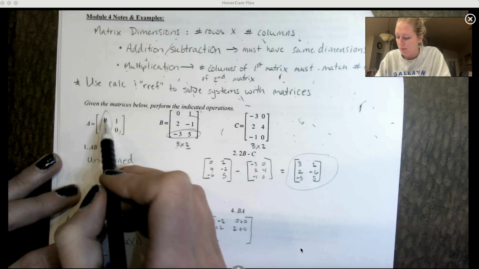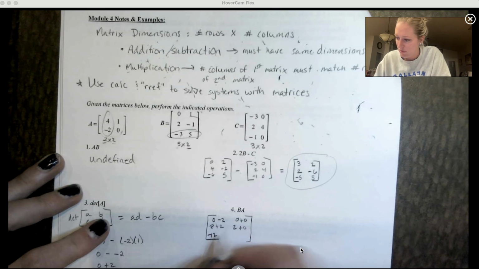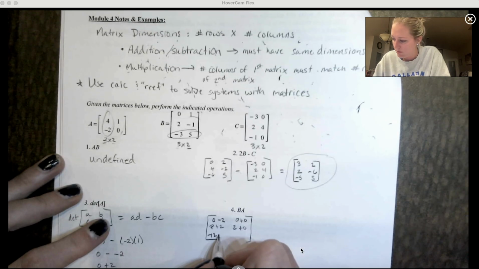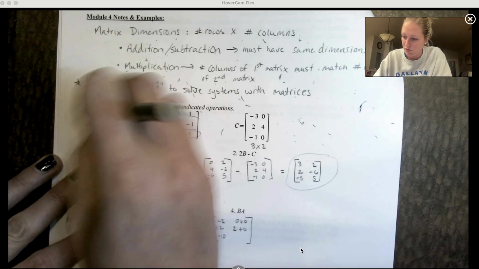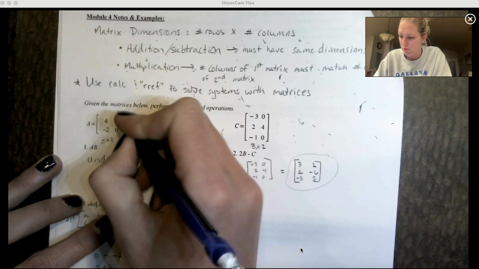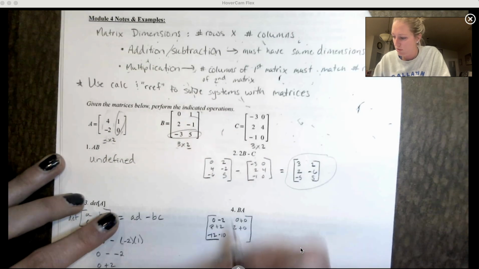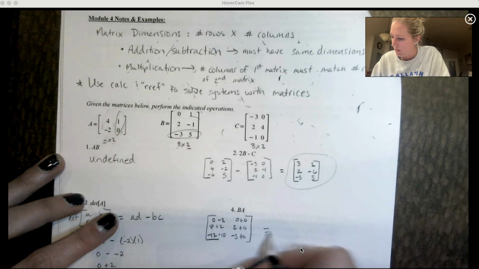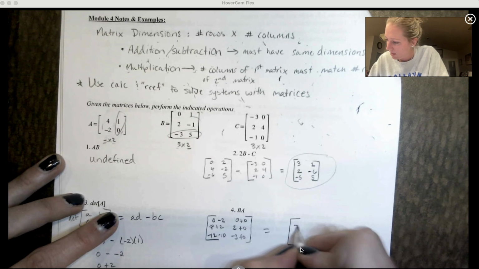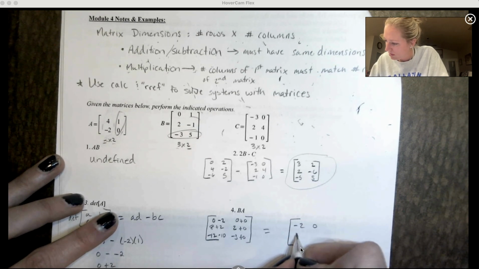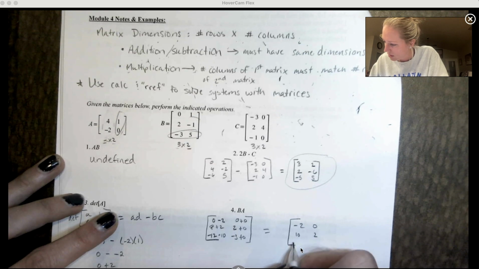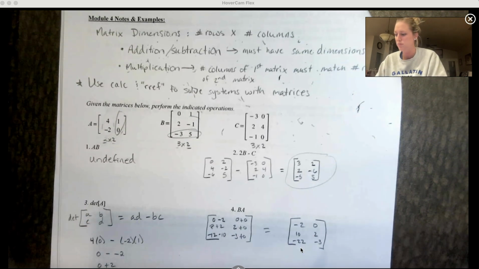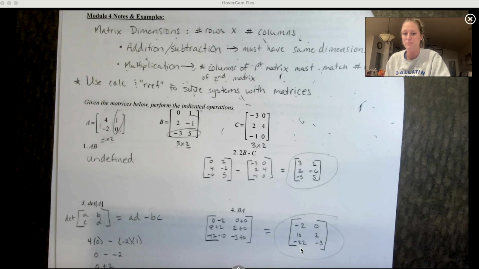All right, -3 times 4, -12. 5 times -2, -10. Okay, move on to column 2. Negative 3 times 1, negative 3. 5 times 0 is 0. Okay, so we're left with negative 2, 0, 10, 2, negative 22, negative 3. So this would be my answer matrix right here.